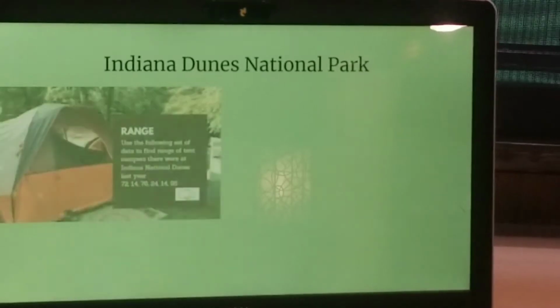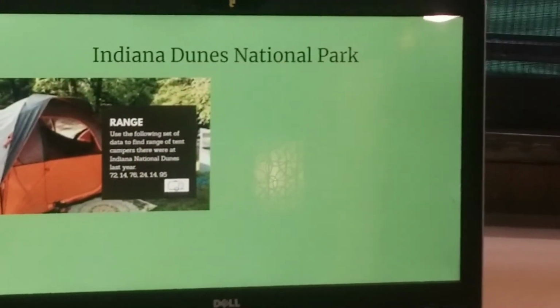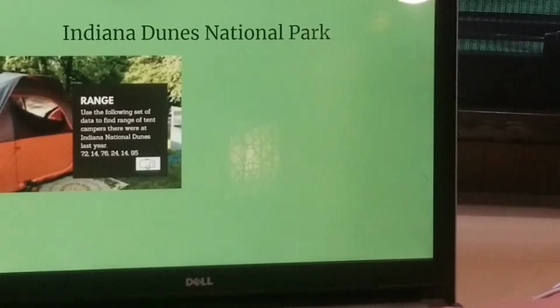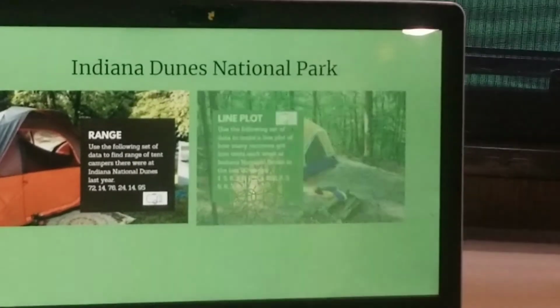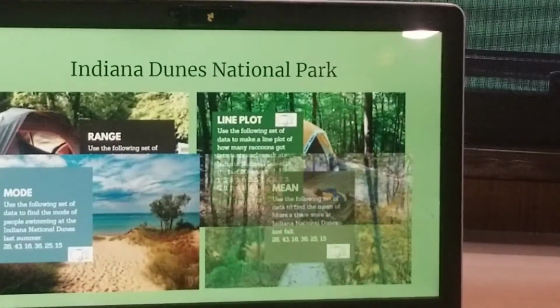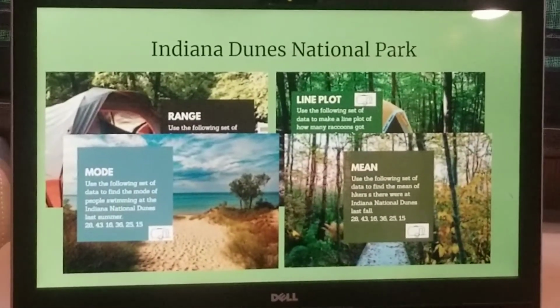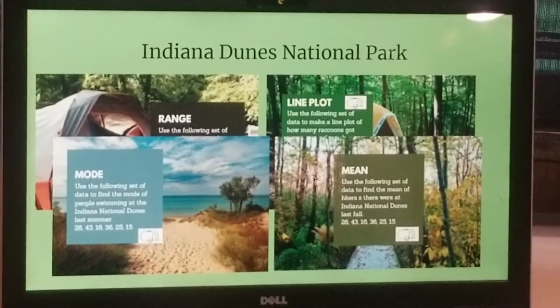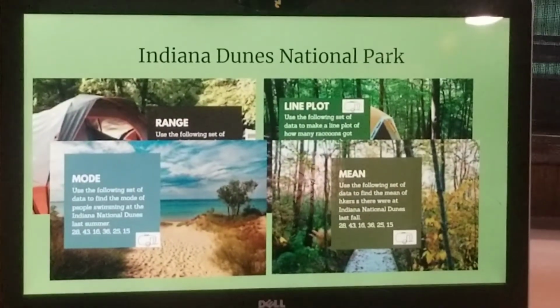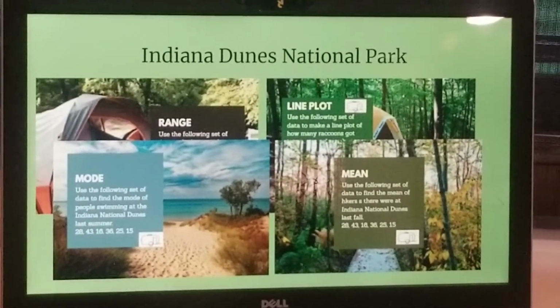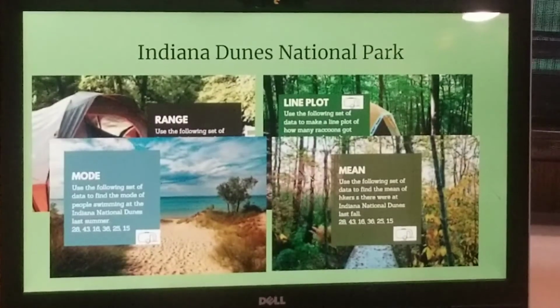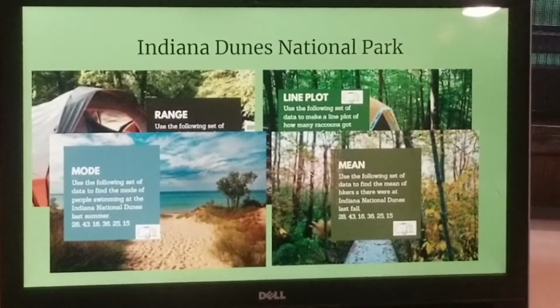And in this part, I have the students reviewing what range, line plot, mode, and mean are, and some other different types of math skills, so that they would be able to easily identify data analysis and how to analyze data correctly.